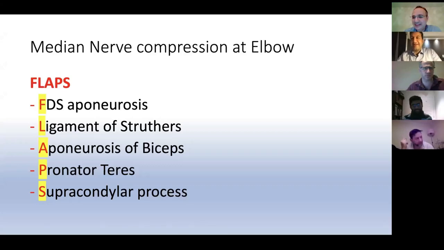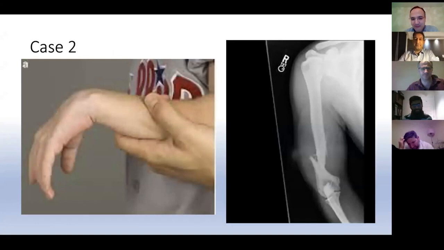Hi, Joey. So this is a 35-year-old gentleman who came off a motorbike and did this injury a week ago. He's now come to your fracture clinic. This is his clinical appearance on the left, and these are some radiographs that you got on the right.